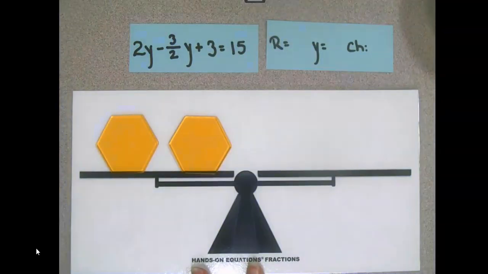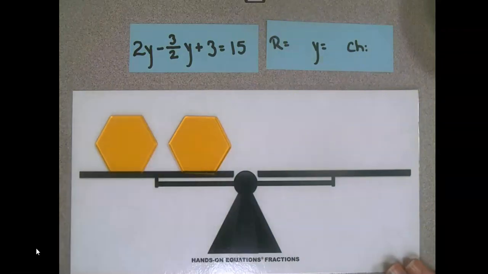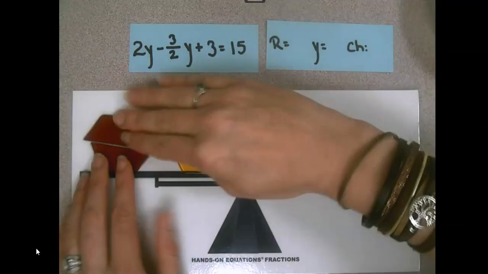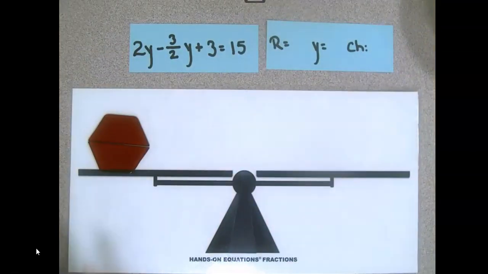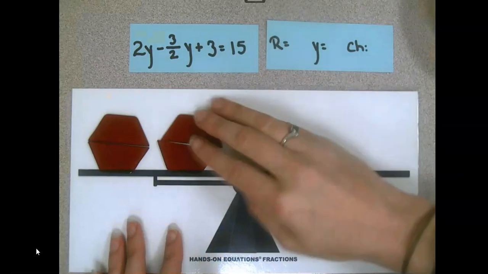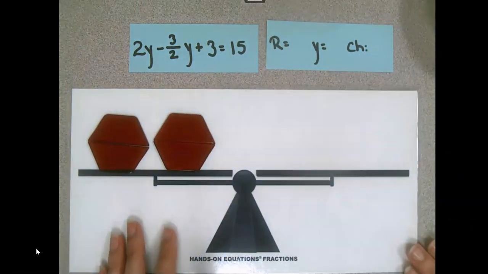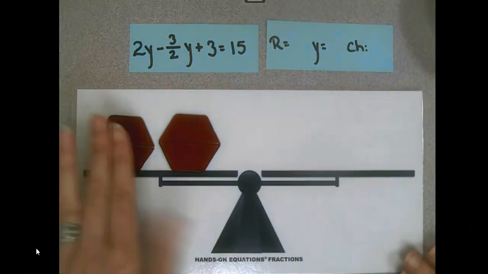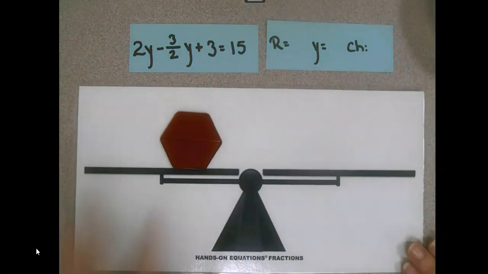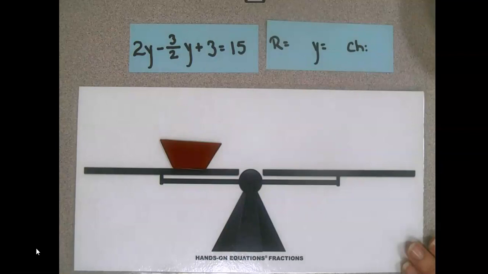And now we see that we need to remove 3/2 of y. So what we need to do is replace our yellow blocks with our red blocks, since our red blocks represent the halves. So I'll replace this yellow block with 2 reds, and I'll replace this yellow block with 2 reds. And now I am able to remove 3/2 from my equation. So I'm going to take away 1, 2, 3/2.